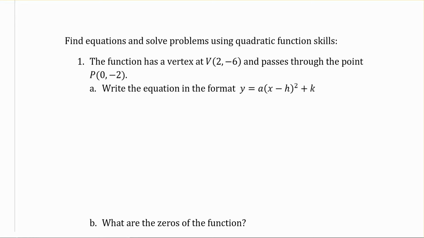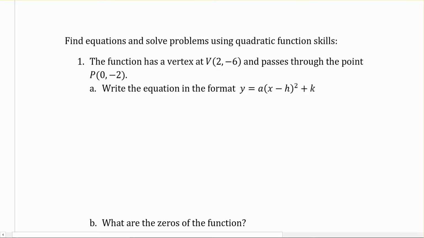Okay, so for this video, we are going to learn something new. This one says the function has a vertex at (2, -6) and passes through the point (0, -2). We can use those two bits of information to write the equation in this format, the vertex form.